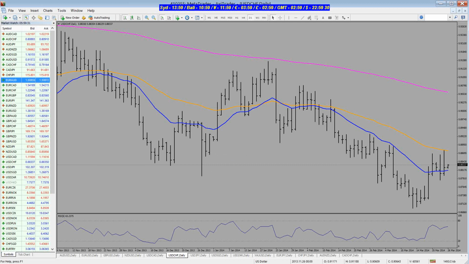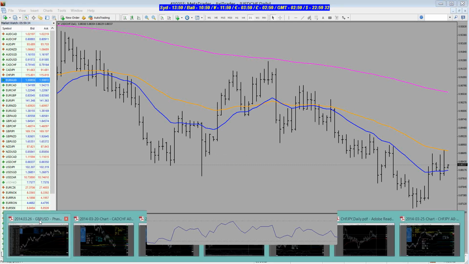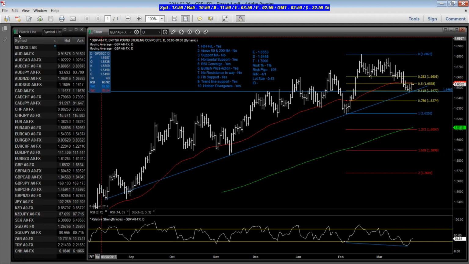Pound US. Okay. Trend line, fib support, horizontal support. Right, you got everything. Risking 1%, 105 pip risk. Target 1.7, nice. Bishop order 1 to 4, nice. Start the month of April off well.